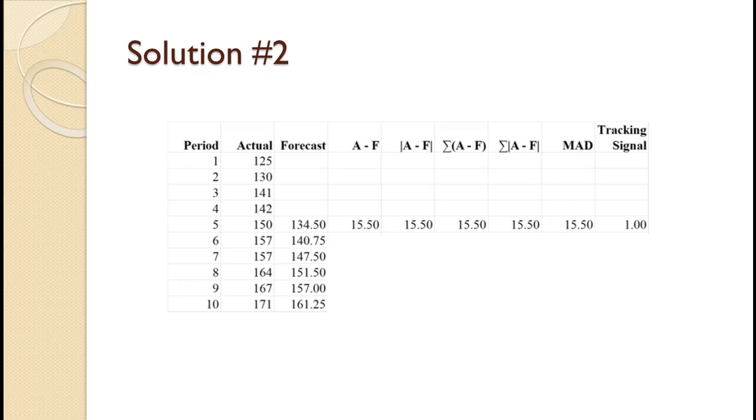The MAD is 15.50 divided by 1, not 5, which equals 15.50. The tracking signal is 15.50 divided by 15.50 equals 1.00.